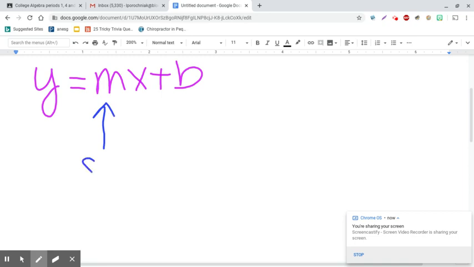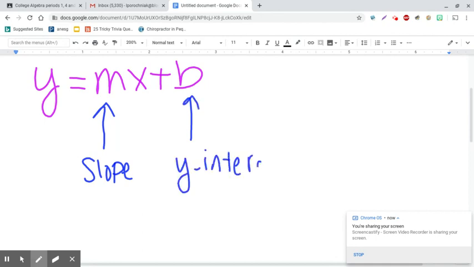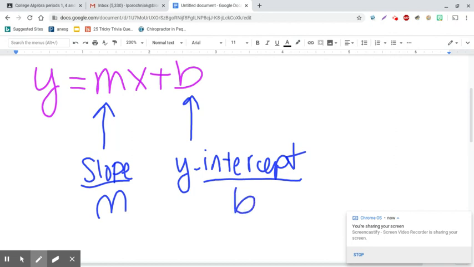Your m is your slope, and your b is your y-intercept, which is why we call it slope-intercept form. So, guys, your slope is your m, and your y-intercept is your b. If I ever asked you what the b represents in y equals mx plus b, you would say it represents the y-intercept.